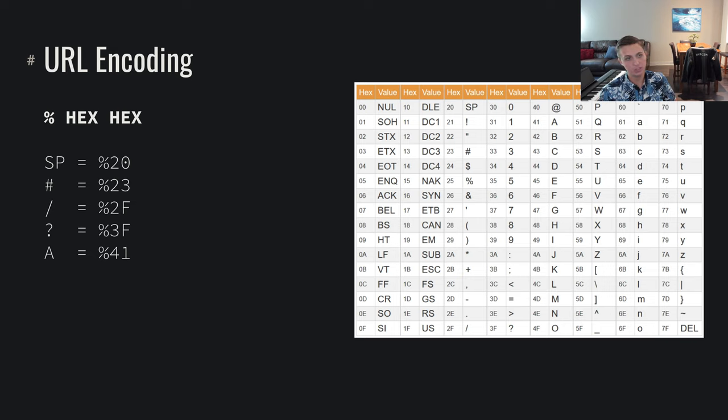Alternatively, pound is %23, slash is %2f, question mark is %3f. And again, we can optionally choose to encode any of the characters using this URL encoding scheme. We can do %41 for capital A.